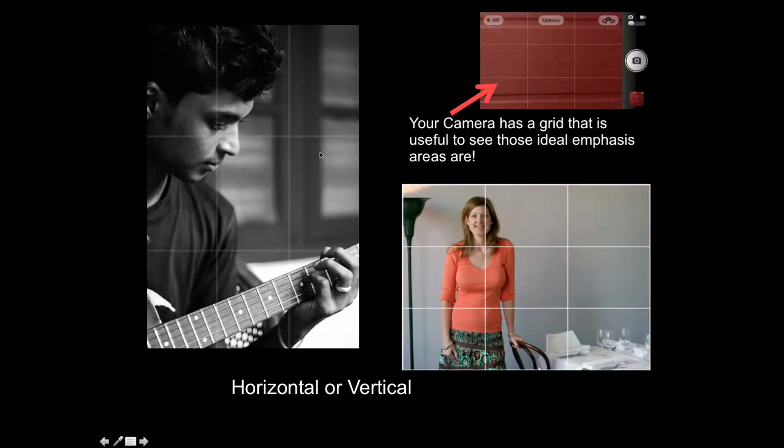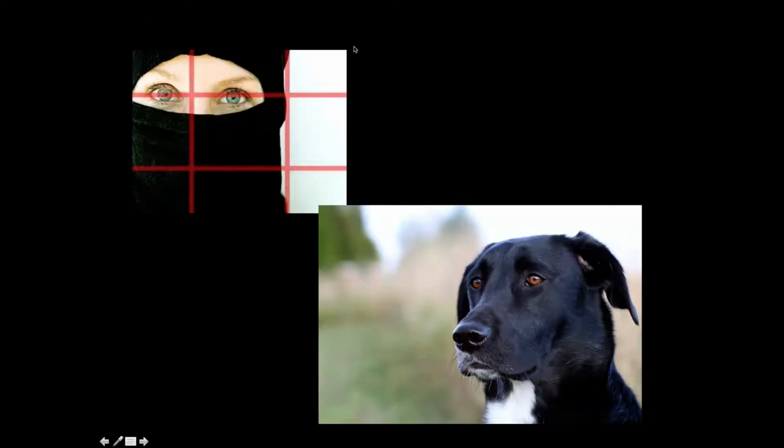It works for horizontal and vertical, so don't get hung up on everything having to be horizontal to do this. Flip your camera vertical once in a while. Turn those grid lines on in your camera. That's what they're there for. And another thing to think about is to leave the space in front of your subject matter.